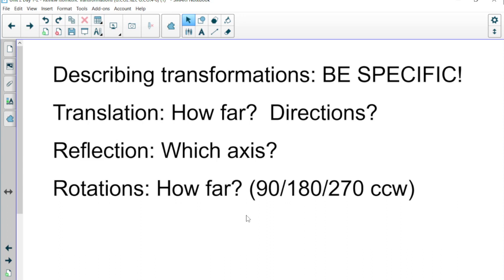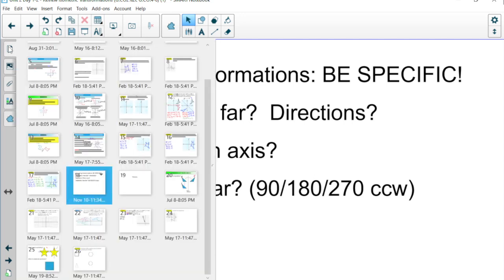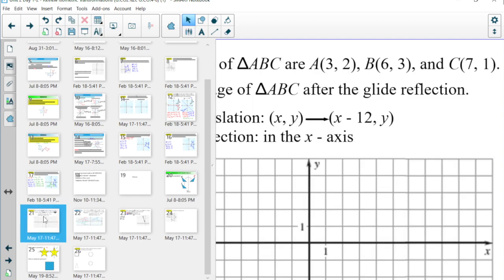Or a reflection over the x-axis versus a reflection over the y-axis gives me different reflections. So we want to make sure we're saying how far we're flipping over, what we're flipping over. And with rotations, 90, 180, 270, don't just put rotation, put how far that rotation is going. And we're going to describe it counterclockwise. So we're going to put counterclockwise as well. So we'll do transformations and we'll describe transformations. So let's do a couple of those.